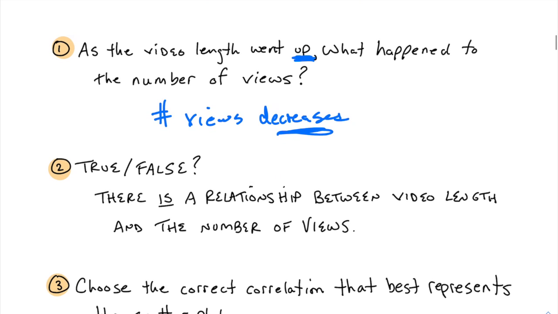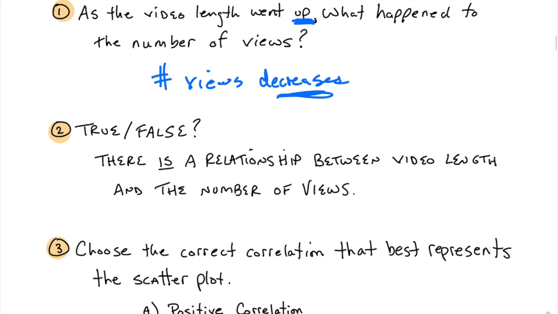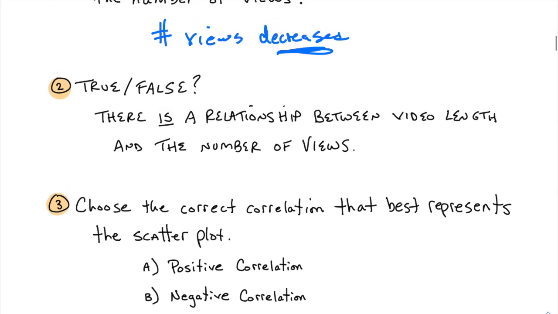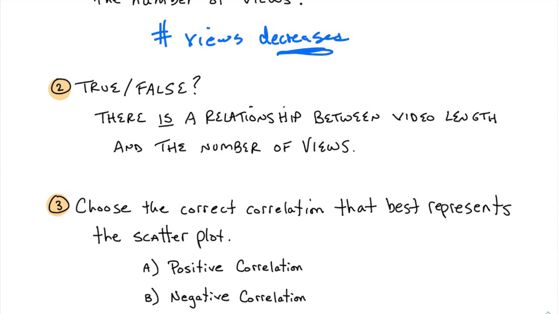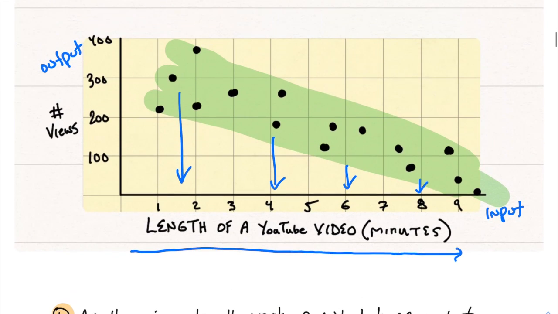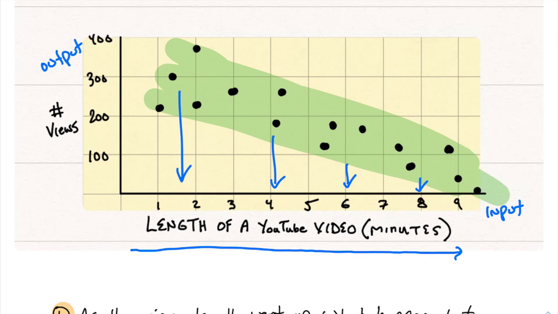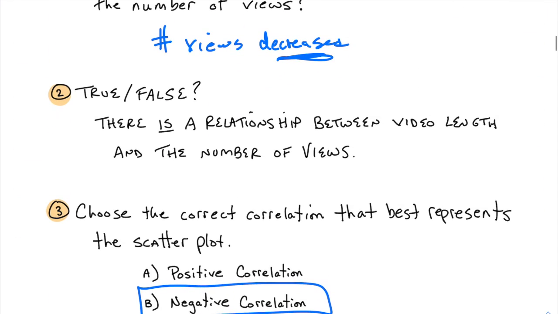Now that's not what's being asked for in question number 2, but it is what's being asked for in question number 3. Choose the correct correlation that best represents the scatter plot. Negative correlation all day long. And then back to question 2, there is a relationship between video length and the number of views. We definitely seem to observe this, right? We observe a negative correlation, so there is a relationship. So we're going to go ahead and say yes, there is a relationship. And that's really all there is to step 1 of scatter plots.